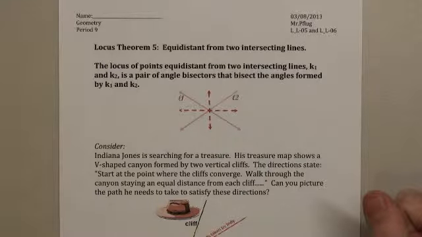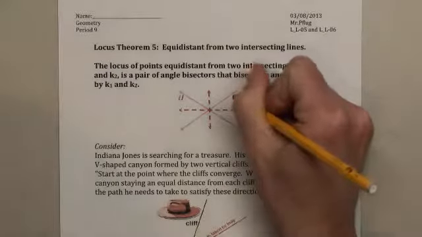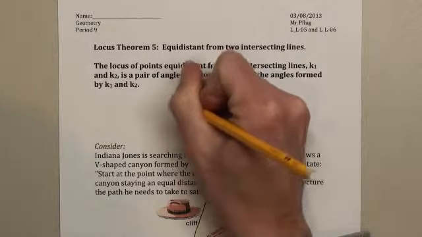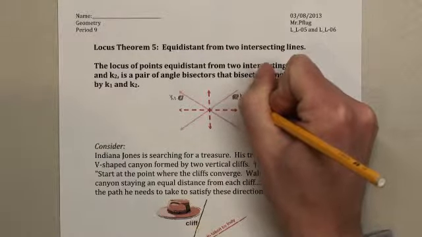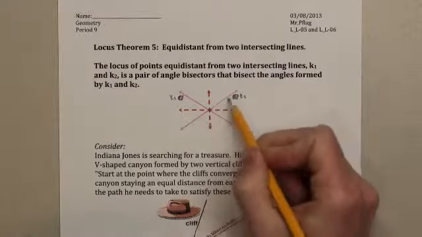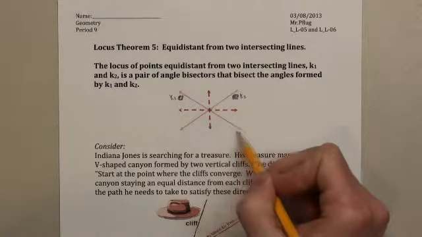So it says the locus of points equidistant from two intersecting lines, K1 and K2, is a pair of angle bisectors that bisect the angles formed by K1 and K2. If you look at this diagram, we actually have to change something, because the name of the lines is wrong. They're calling it L2 and L1, and the way I have it labeled in the question is K1 and K2. So K1 and K2 are these intersecting lines.